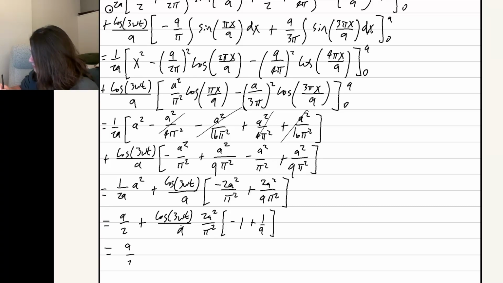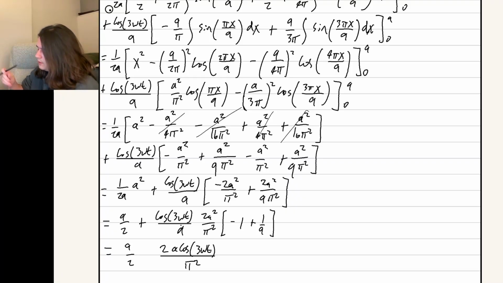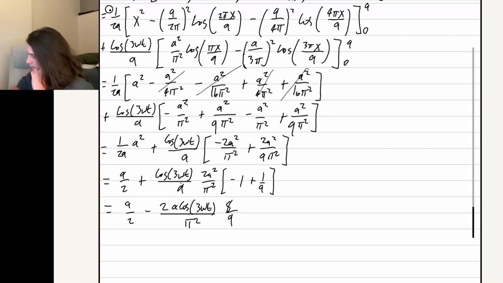So we got a over 2. We got, actually now, 2a cosine 3 omega t over pi squared. And then 1 minus 1 ninth is 8 ninths. So let's make this into a minus 8 ninths. Nice.